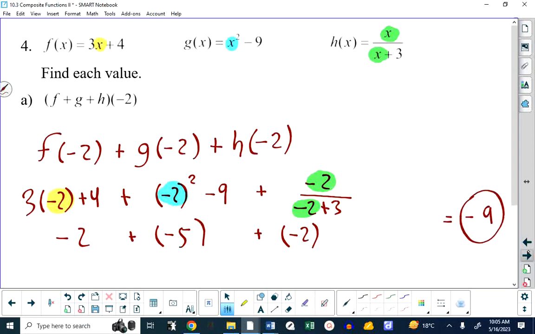Any questions with 4a? Yep. Could you do it the algebraic way and then just plug the number in again? You certainly could do the algebraic way. And what Ariana is saying is rather than putting the negative 2 in everywhere, could we add the 3 functions together, simplify that result, and then put negative 2 in? Certainly. Or could you just add the 3 functions together and not even simplify it and then change all the x's to negative 2? Without a doubt.